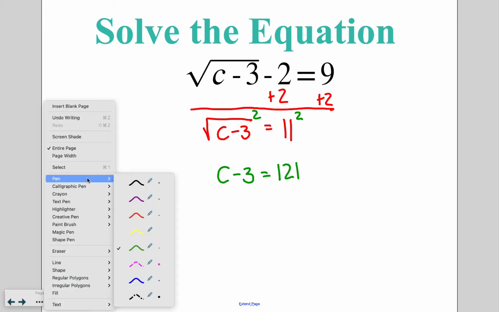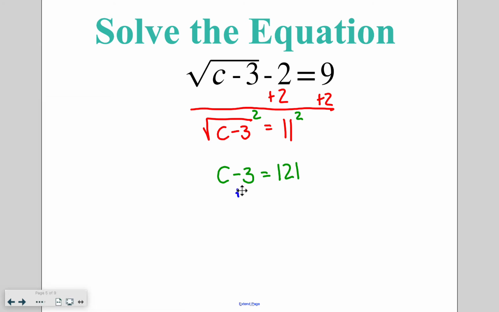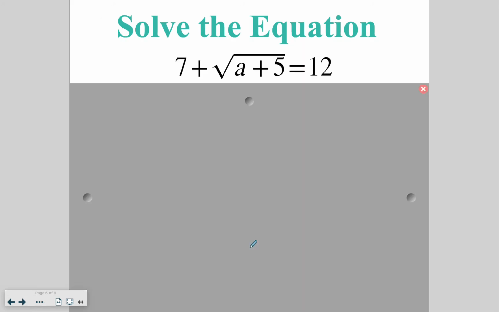And then I'm going to finish solving by adding 3 to both sides, which is going to give me a final answer of c is equal to 124. Go ahead and try this one on your own.